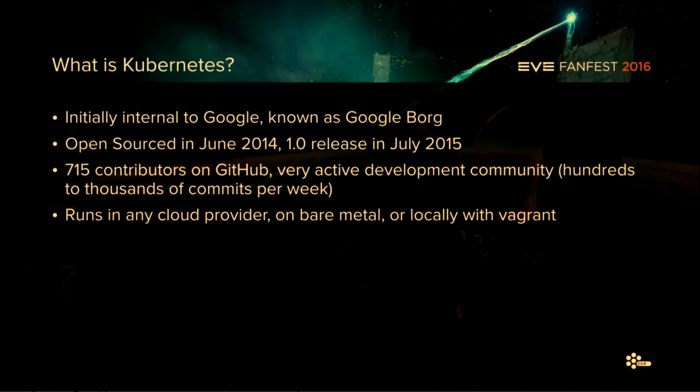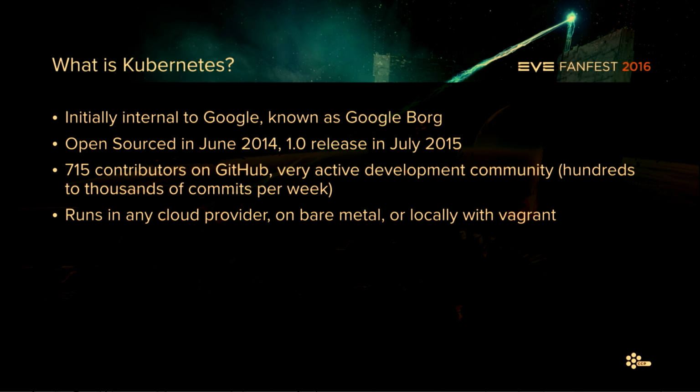So we're going to start with what the heck is Kubernetes. It was initially internal to Google for a long time. It was known as Google Borg. Google may have had some other names for it internally, but I'm not actually a Googler, so I don't actually know. They decided to open source it for the benefit of the rest of the world in June 2014, and they released their 1.0 release in July 2015.